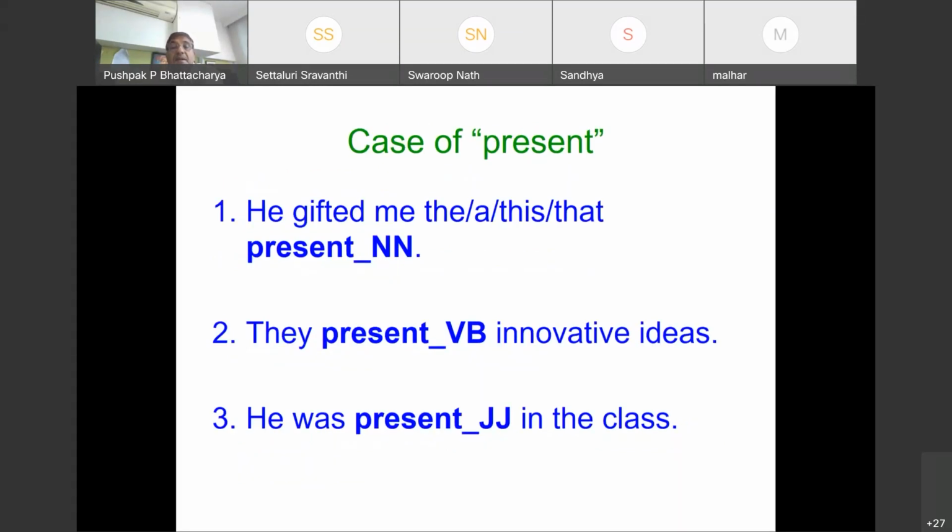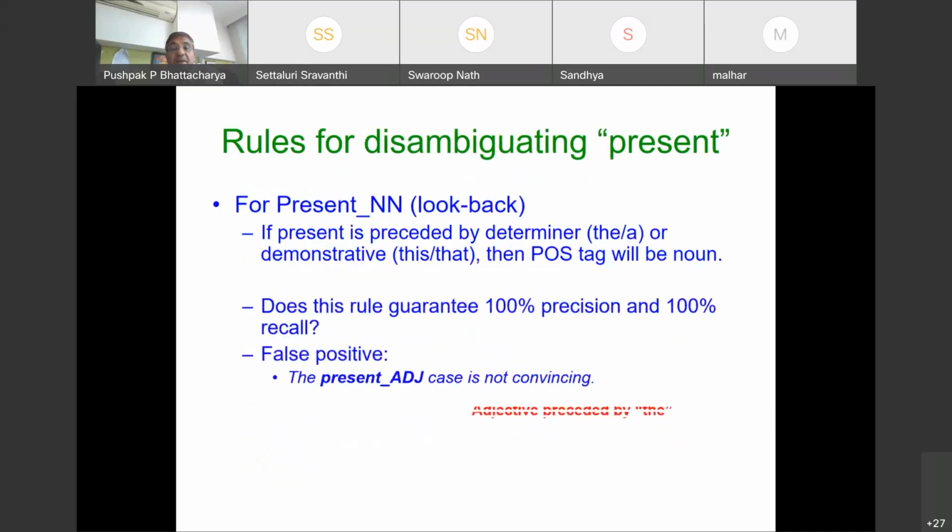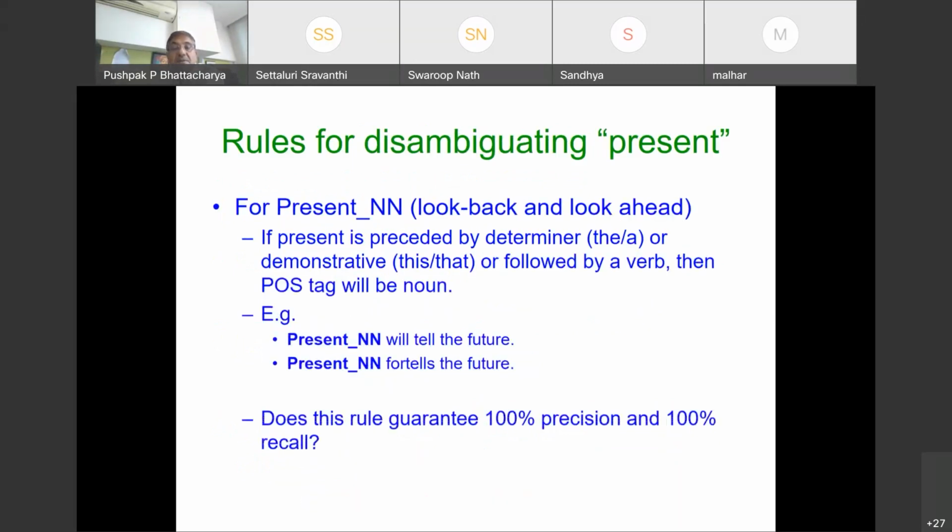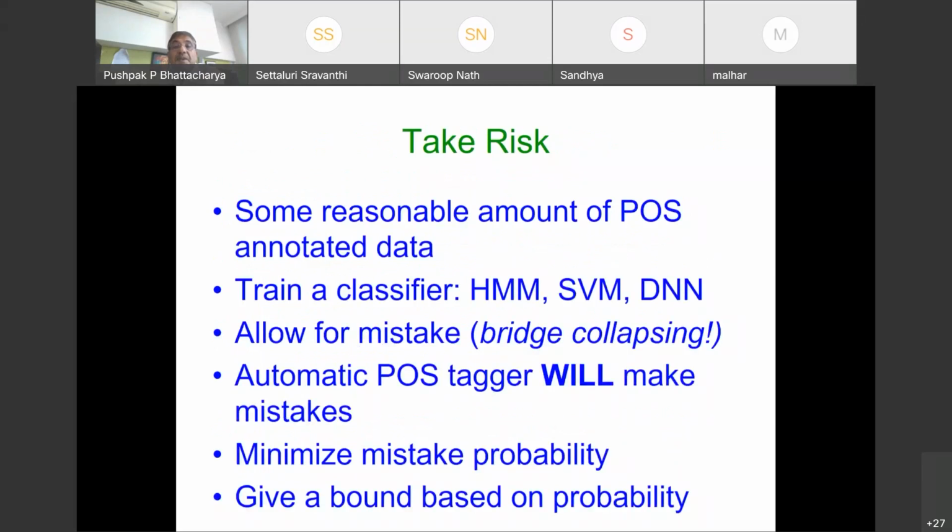And we know that rules cannot anticipate all possible ambiguities, and rules fire in many different ambiguity situations. Then there is a matter of which rule to prefer over a number of rules, which rule to pick for firing. So again, there is a probability situation coming in. So we take risk, in the sense of the bridge breaking, for example. Some reasonable amount of POS annotated data is taken. We train a classifier, a hidden Markov model, or a support vector machine, or a deep neural network. We allow for mistakes. The bridge collapsing, for example, was a mistake.